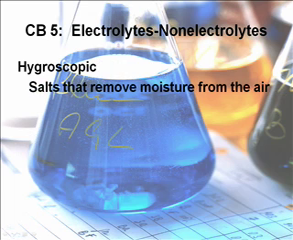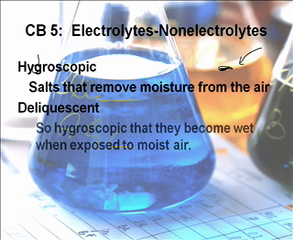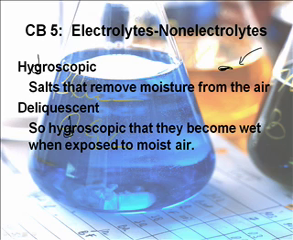There's also a couple more terms. A lot of terms in this particular first part of this unit. What's hygroscopic? Salts that remove moisture from the air. Okay, so if I have a particular salt, some particular substance right here, and it takes moisture from the air, it's considered to be hygroscopic. Deliquescent is something that's so hygroscopic that they become wet when exposed to moist air.